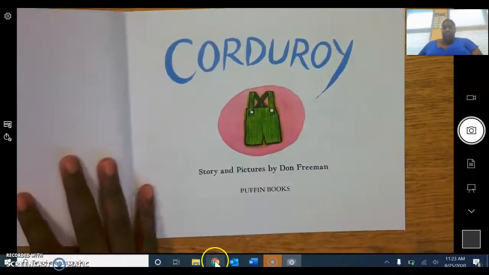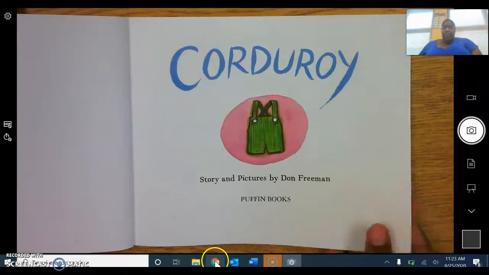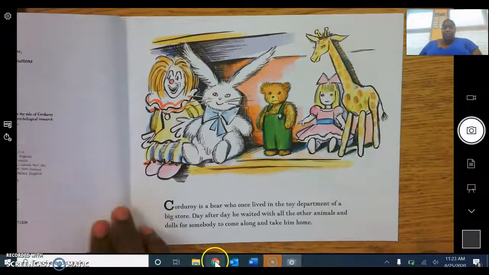Corduroy. Story and pictures by Don Freeman.